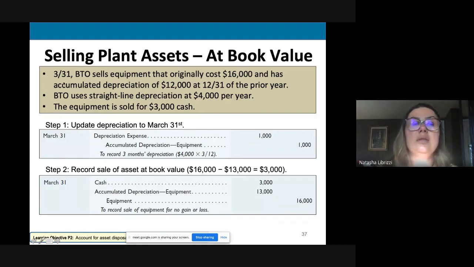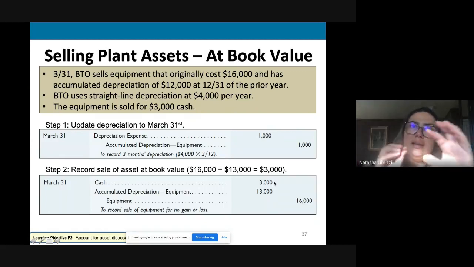So do you see how this example gives you end of the month, where the other example gave you beginning of a month? So this one actually does have just 3 months. January, February, March, 3 months. 3 out of 12. So you have another 1,000 of depreciation to recognize. That's your step 1. So now cumulative depreciation of 12,000 plus 1,000 is 13,000 that you have to decrease, less equipment of 16,000, and you're getting cash of 3,000.